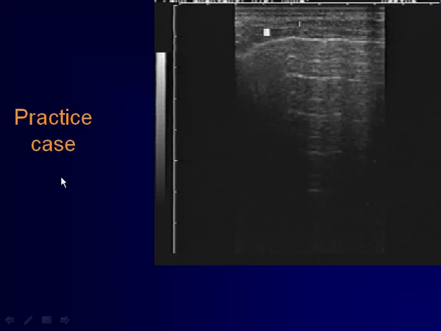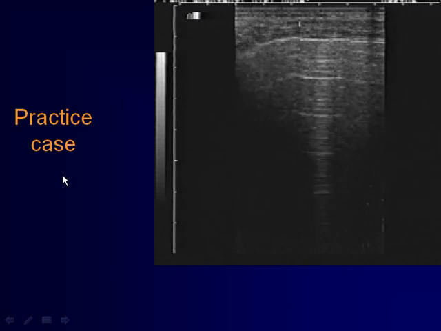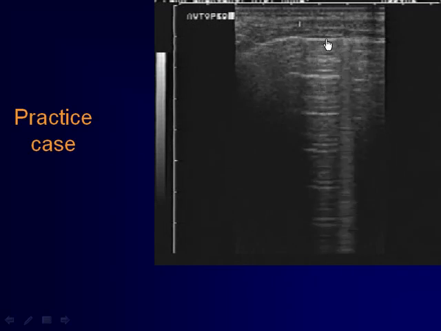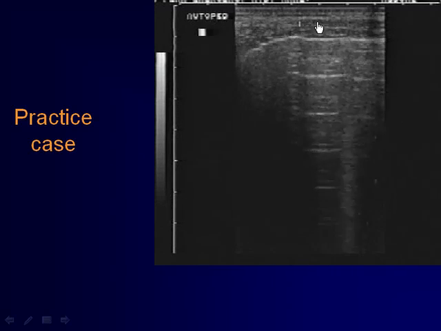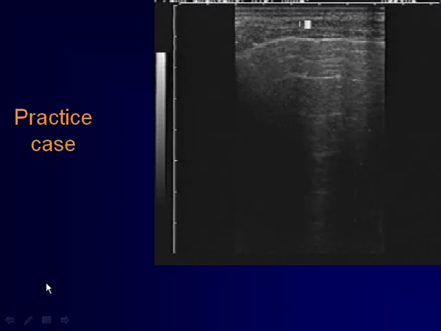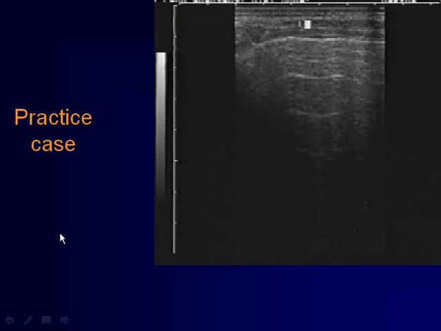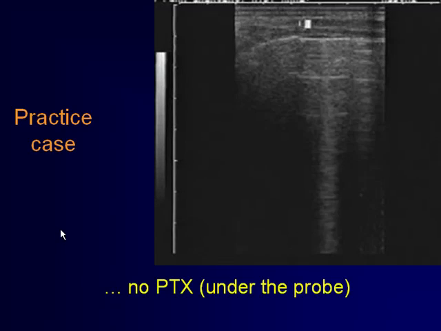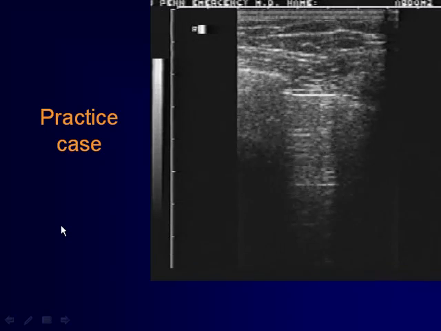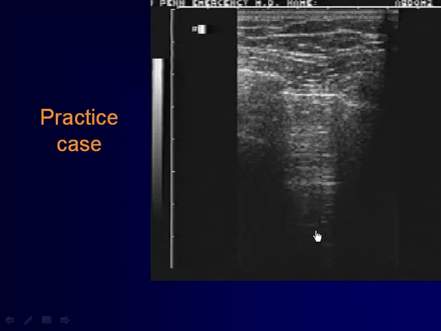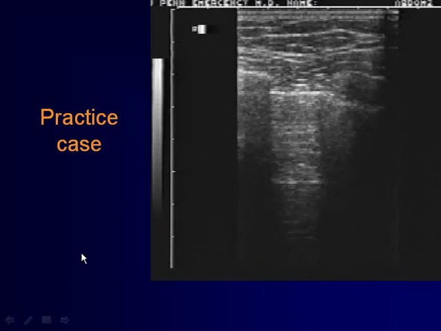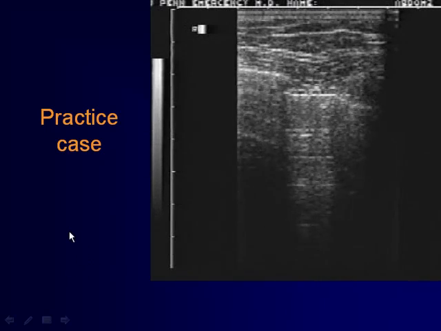Right here, we don't have the ribs to help guide us, but this is fairly obviously the pleural line here, quite different from the overlying soft tissue, and pleural sliding can definitely be appreciated here. This rules out pneumothorax under the probe. Here we have rib shadow, and we're not seeing pleural sliding here, so this is actually pneumothorax.